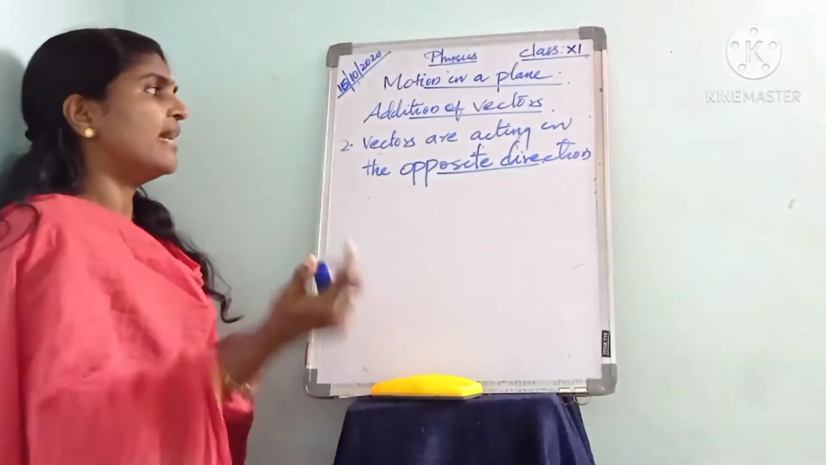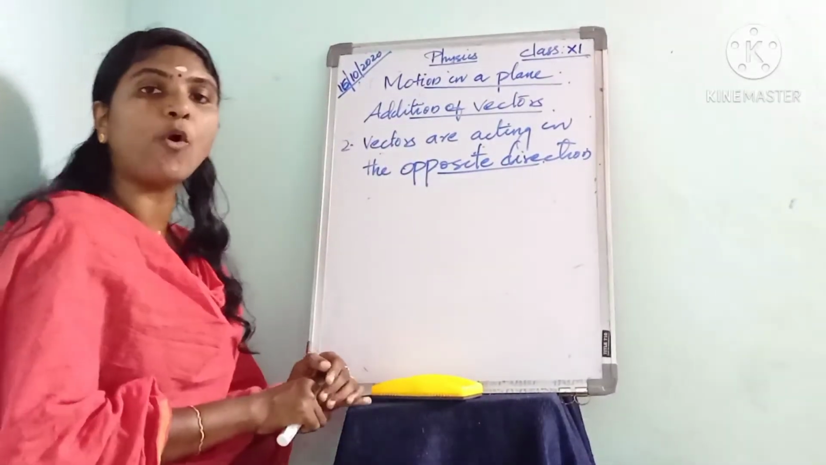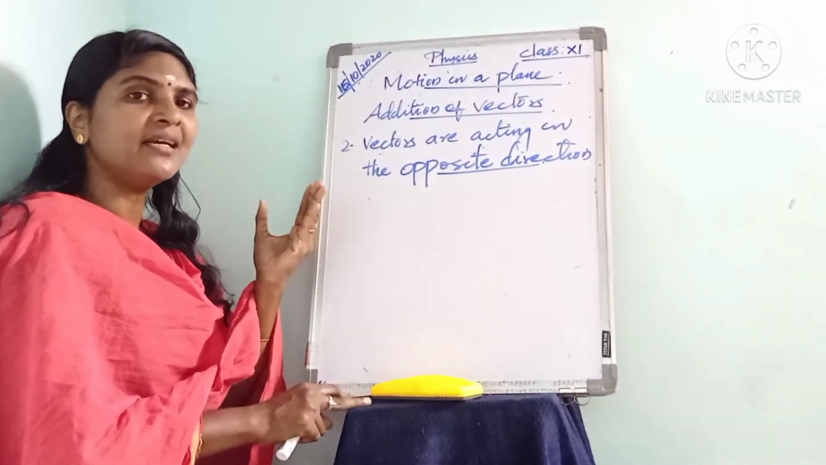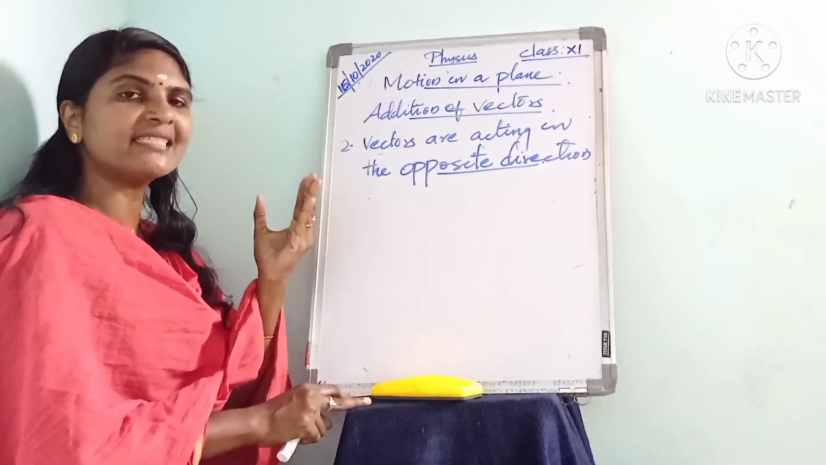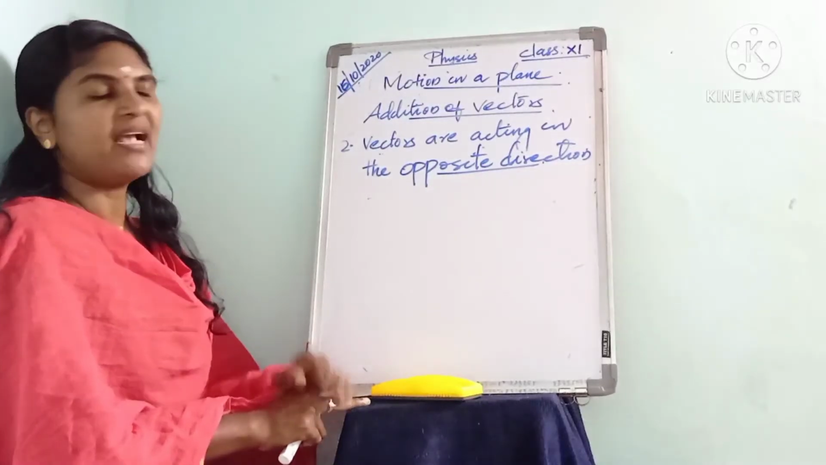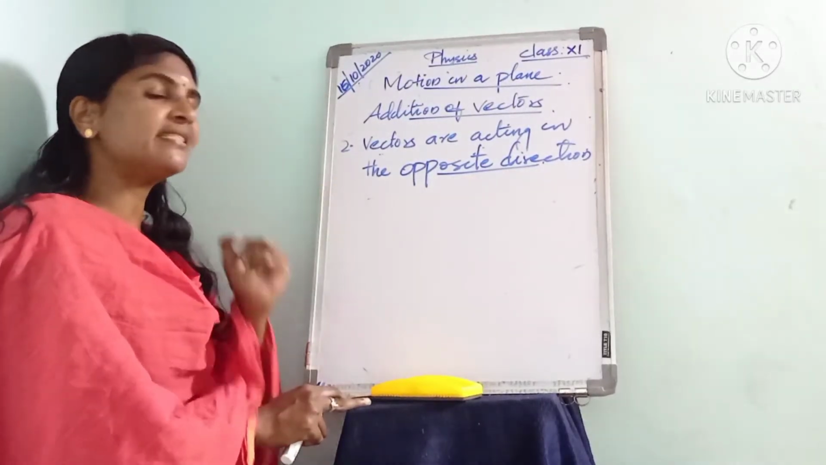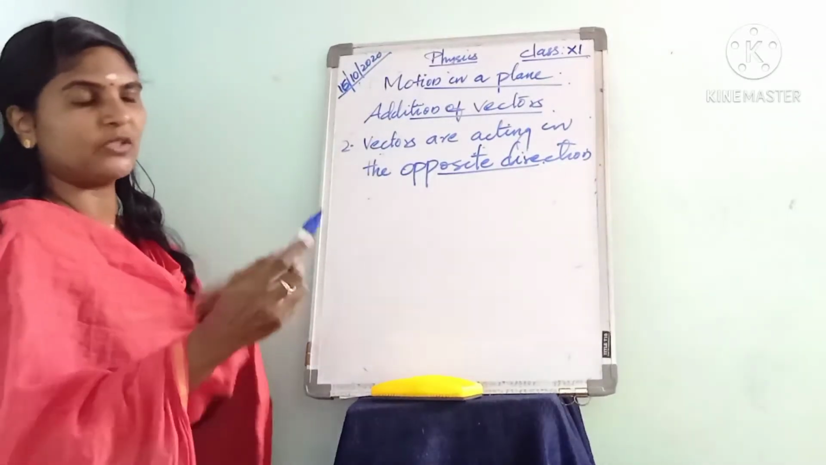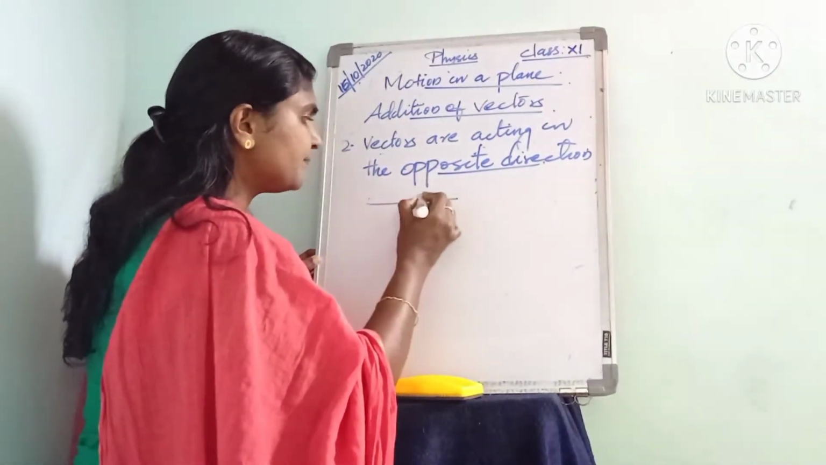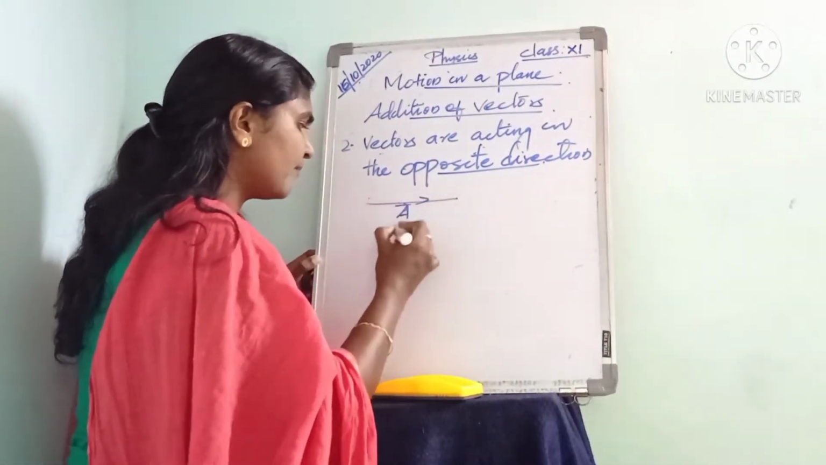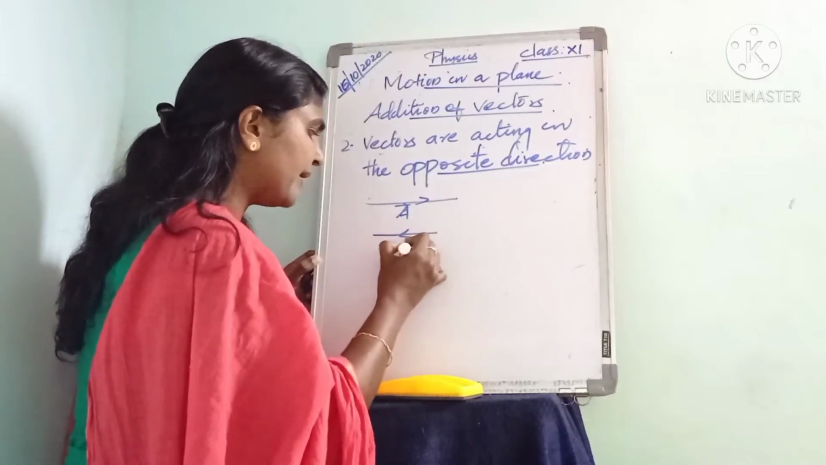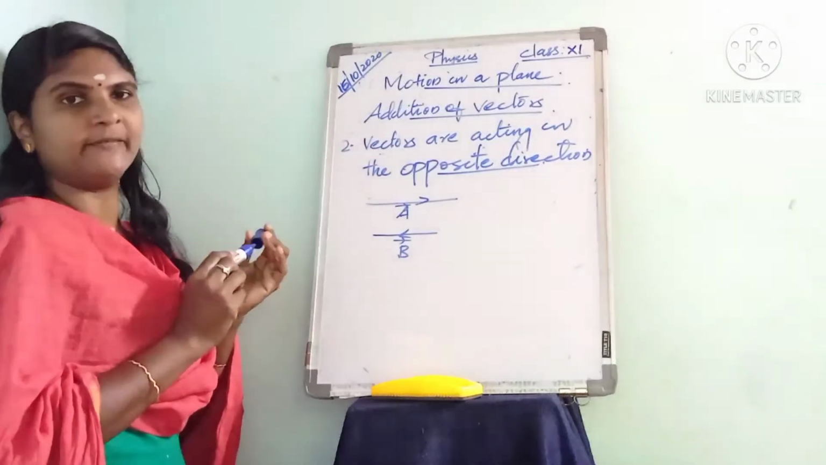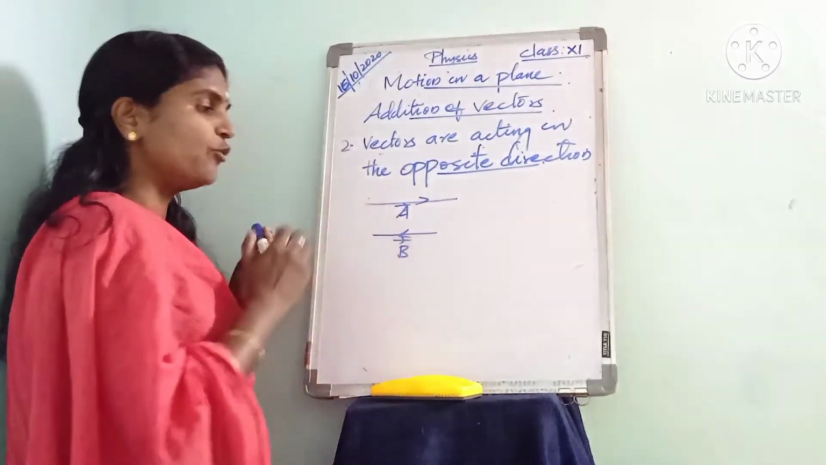And the second case is when the vectors are acting in opposite directions. In the first case we discussed the addition of vectors acting in the same direction. Here the vectors are acting in the opposite direction. How can we add them? Suppose we have two vectors. This is vector A and this is vector B. The two vectors are acting in opposite directions.